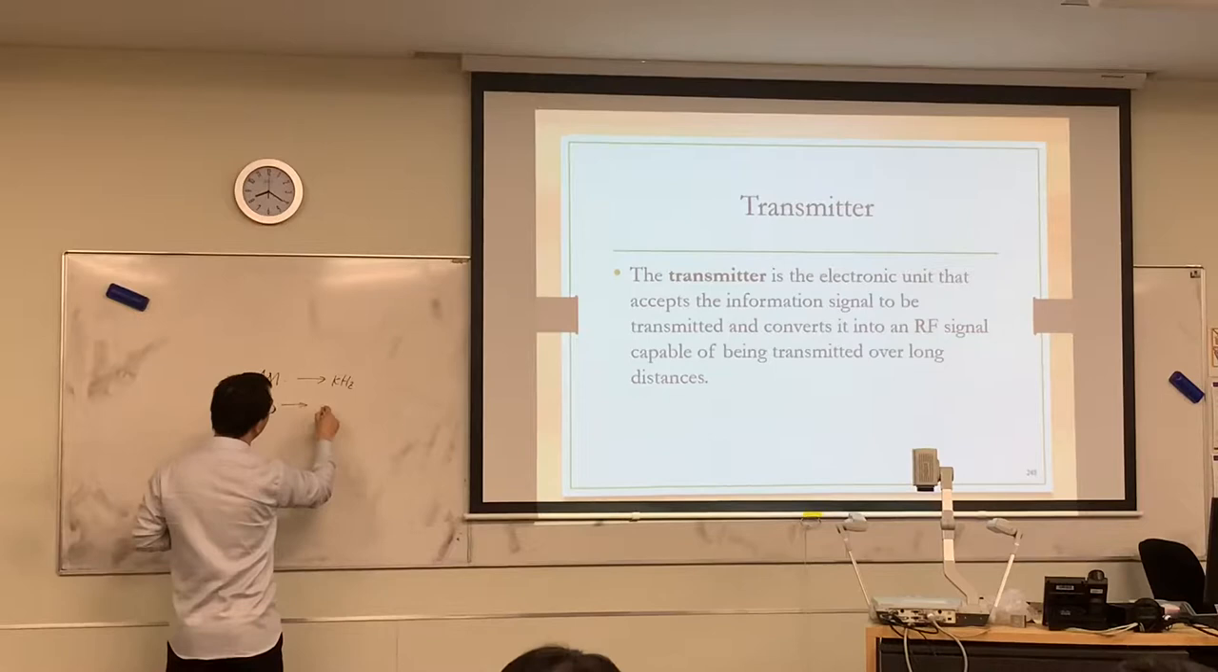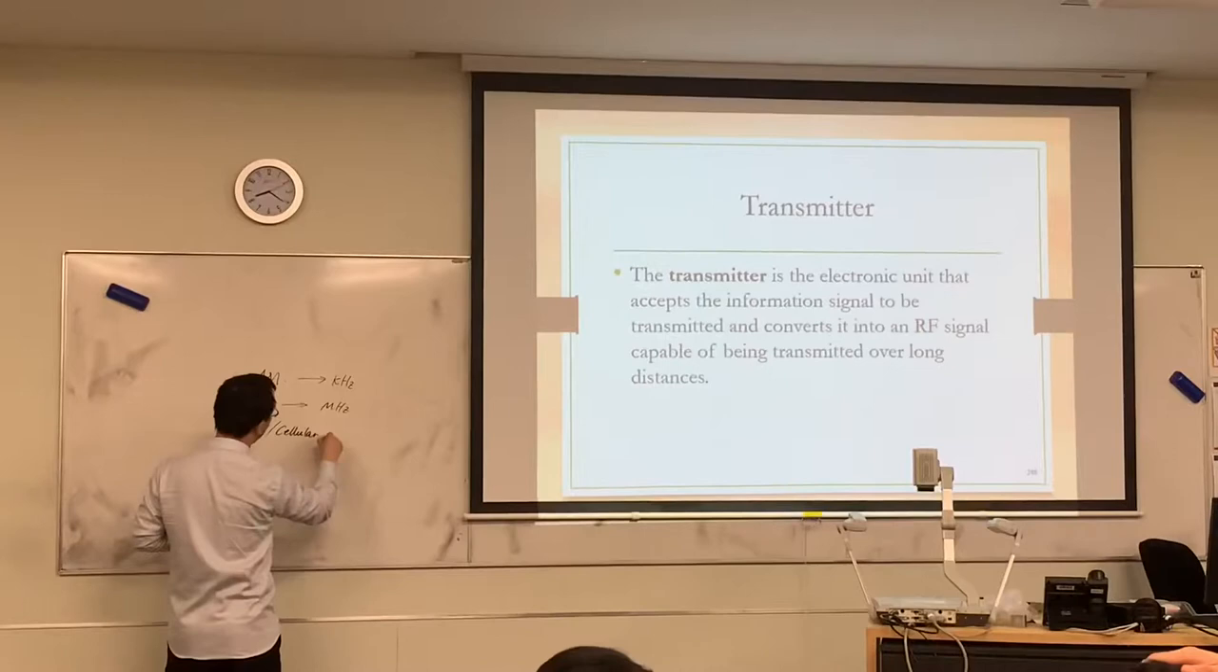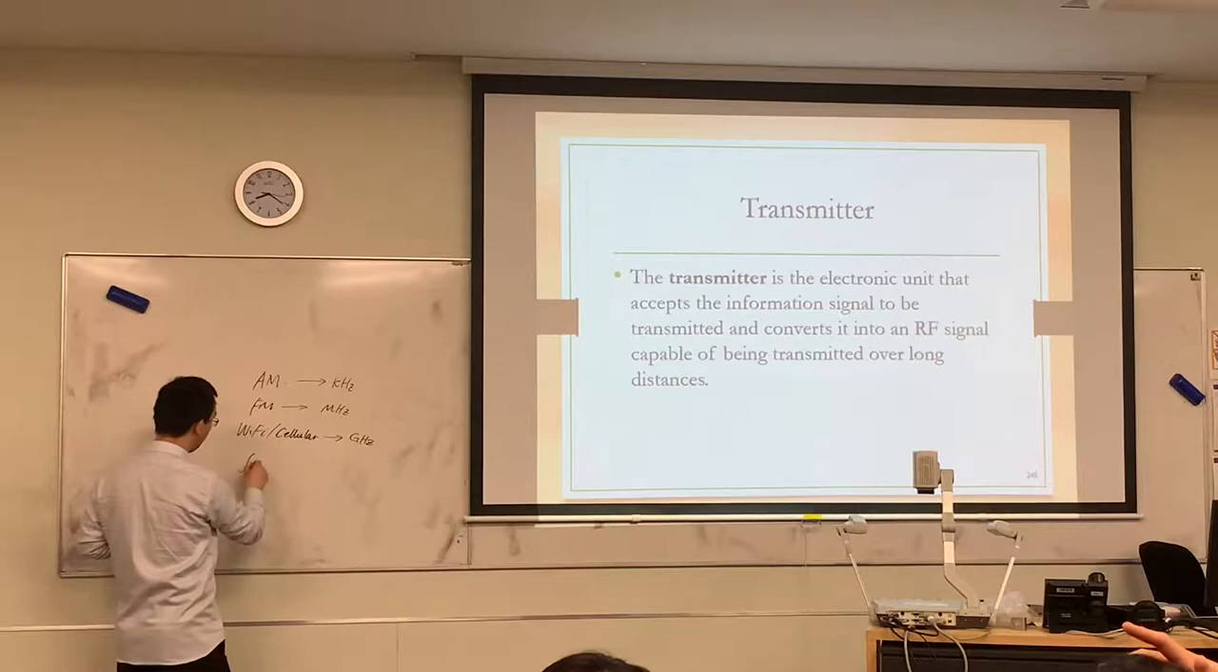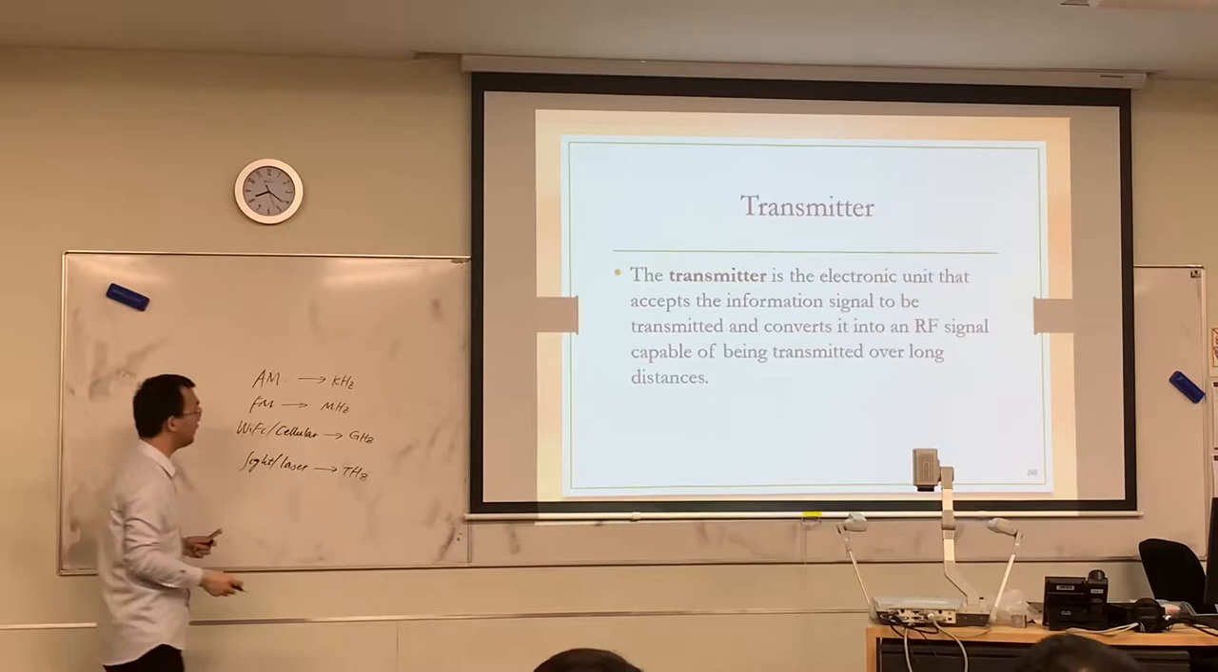For example, the Wi-Fi or the cellular phone, this is in terms of gigahertz. Then the fiber, for example, or the light of the laser, this one is in terms of terahertz.